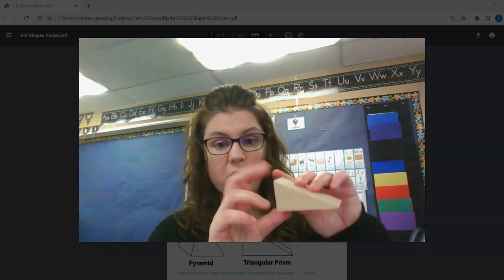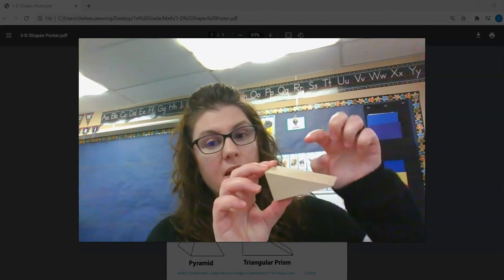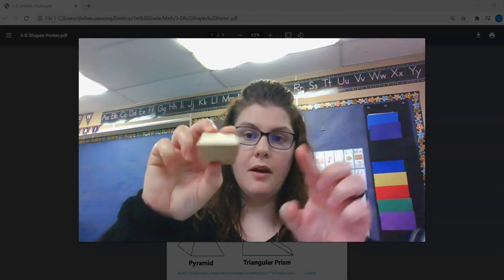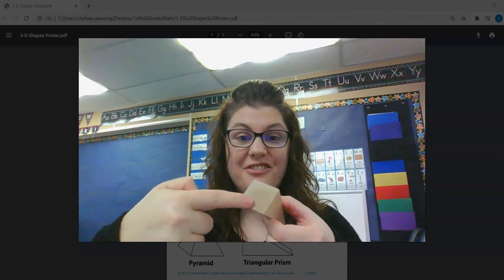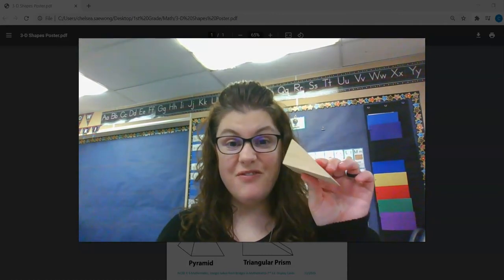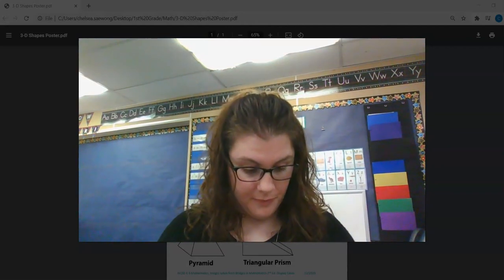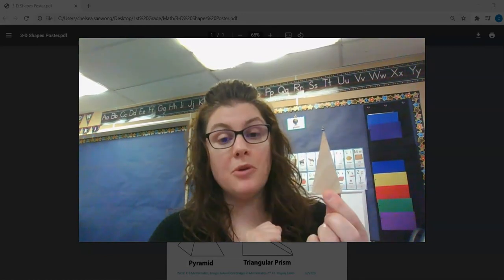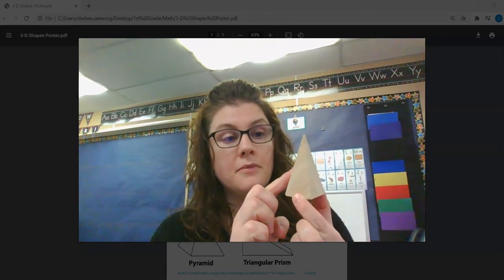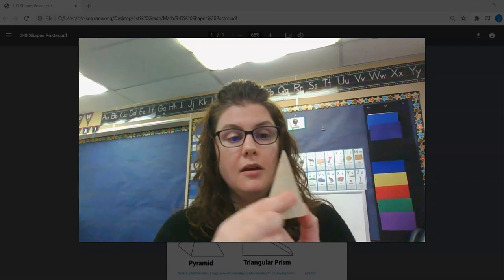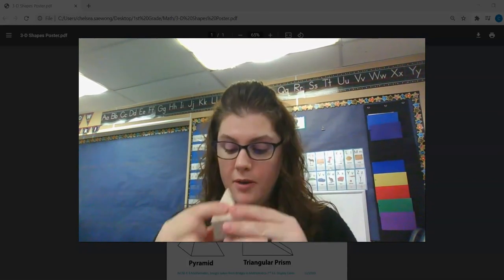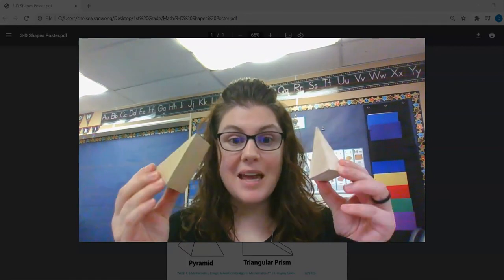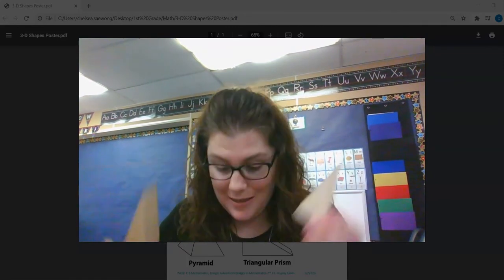Let's look at our triangular prism. Let's count how many sides there are. You ready? 1, 2, 3, 4, 5. So this has 5 sides to it. Let's count our pyramid. Let's see if our pyramid has the same number as our rectangular prism. 1, 2, 3, 4, 5. So yep, our pyramid and our triangular prism have the same number of faces or sides.